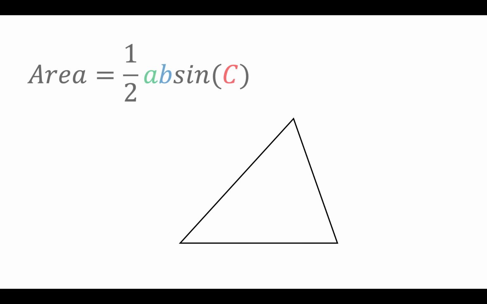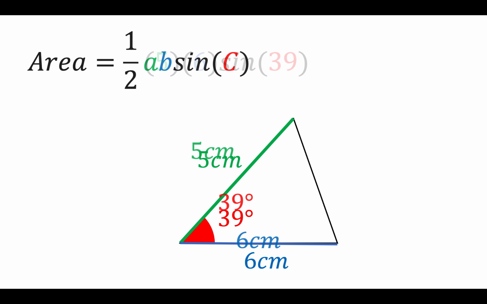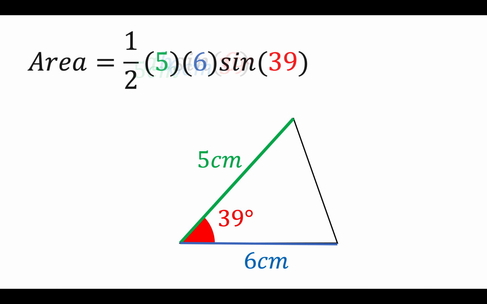We have area equals half AB sine C, as we know. And we have two lengths, 5 centimeters and 6 centimeters, and we are also given the angle between them, which is 39 degrees. We're going to put these numbers into the formula, like that. I'll show you that again.